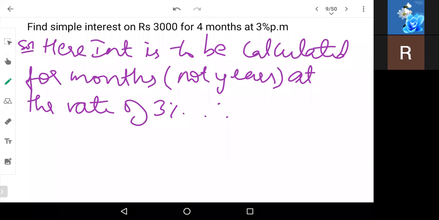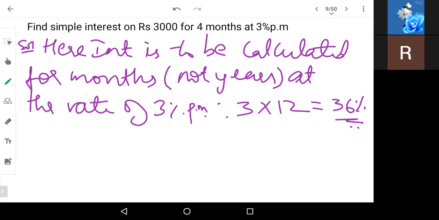Yeah, so therefore, you are supposed to multiply this 3% per month by 12 months. For 1 month it is 3%. Wait, don't divide by 12. For 1 month it is 3%, so for 12 months how many percent is it? It will be 36% for 12 months.